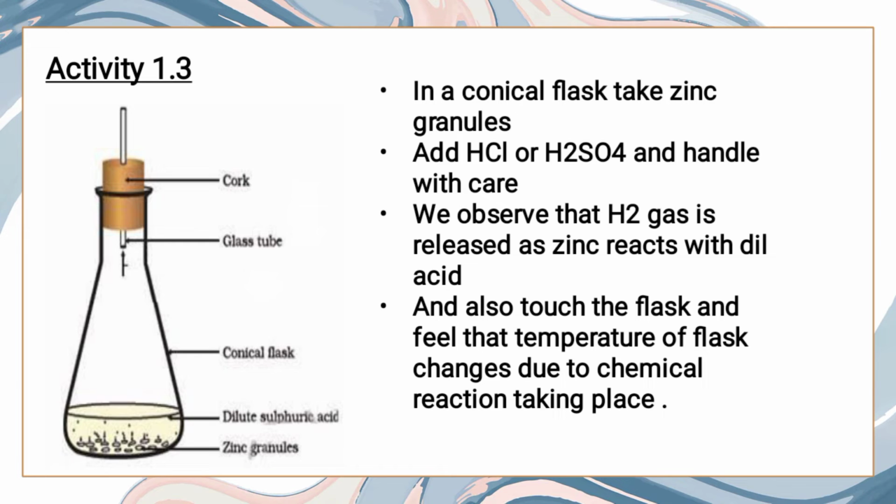So in all these activities, in activity 1.1, we observed that there is a change in state, that is the magnesium ribbon gets converted into a white powder, that is magnesium oxide. And in the second activity, 1.2, we observed that there is a change in color when two colorless solutions, potassium iodide and lead nitrate, react with each other, they form a yellow precipitate. A yellow color is seen.